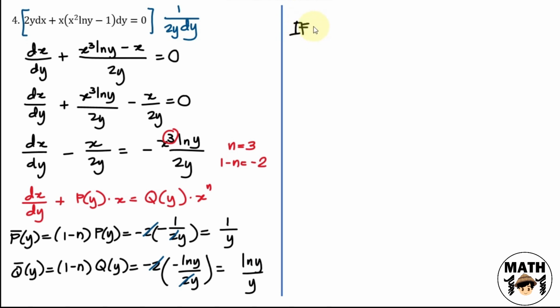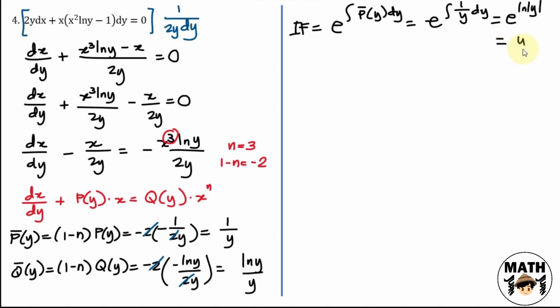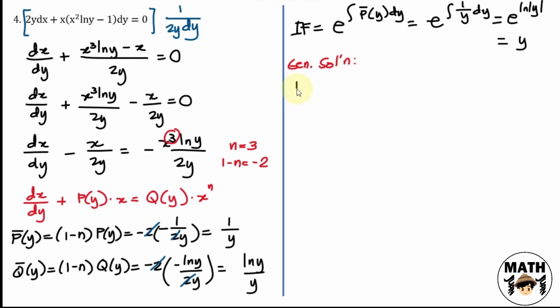Solving for the integrating factor, that is e raised to the integral of the new p as a function of y dy. This is equal to e raised to the integral of 1 over y dy. Simply, this is just ln of y. And simplifying this further, that is y. The general solution, kapag x na yung dependent variable, is the integrating factor multiplied by the dependent variable x raised to 1 minus n, minus the integral of the integrating factor multiplied by q as a function of y dy equals c.